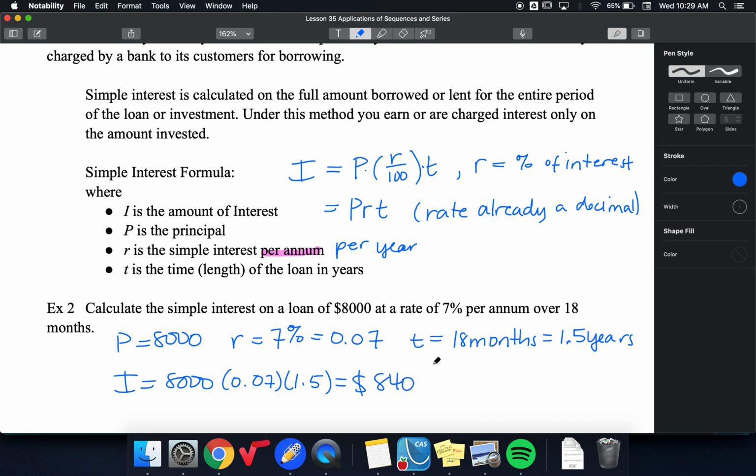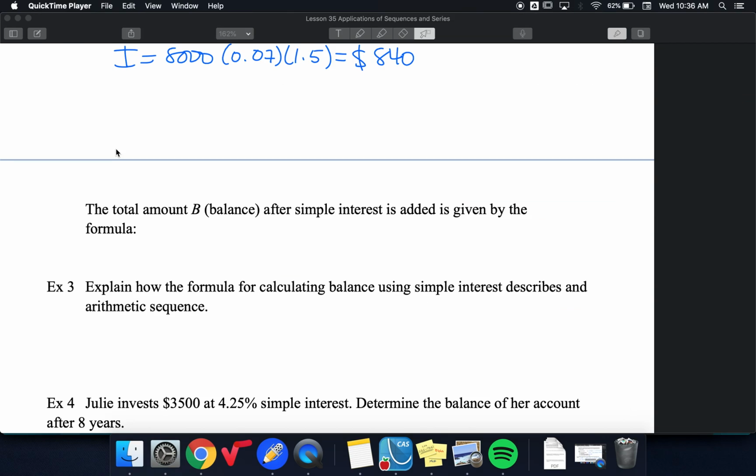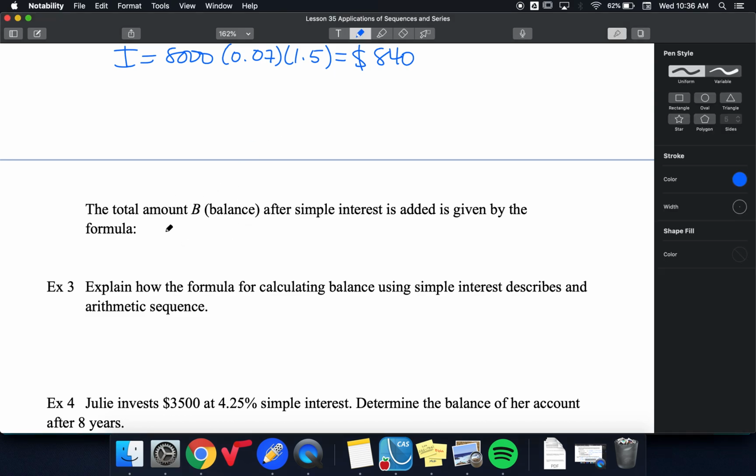So this means if you're going to pay back your loan, you'll pay back all 8,000 plus the 840. But it only asked me for the interest, so I'm going to stop there. But if we had been asked the total amount of money, they'd be asking for our balance. And so balance is given by the formula where we take our initial amount of money, the principal, and then add in all the interest that we've paid. Of course, we just said that the formula for interest is PRT.